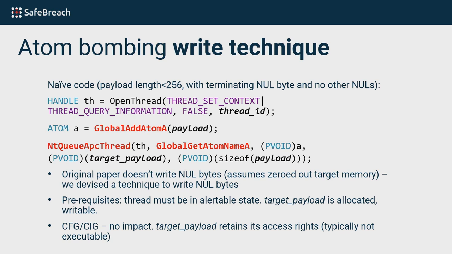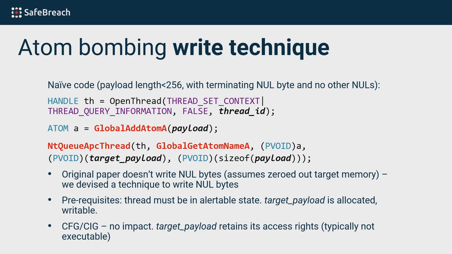define an atom object for Windows with this payload as the content, and then using NtQueueApcThread, which can invoke any function in the target process with up to three arguments, we invoke GlobalGetAtomNameA. With this atom name, the target address for the payload and the size of the payload, it will run GlobalGetAtomNameA in the target process, which will copy the atom data, the payload, into the desired address, which is very neat.